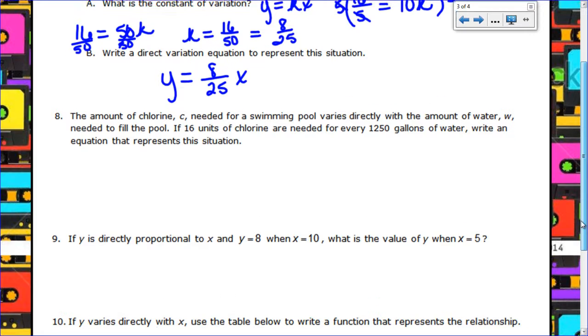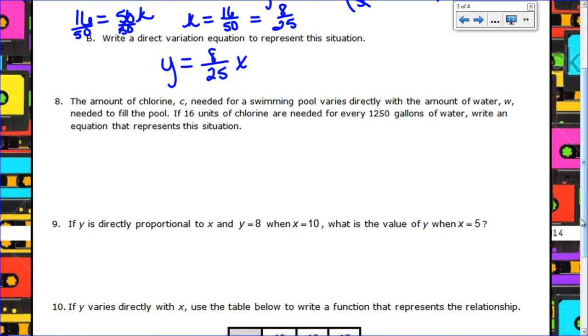So number 8, they've changed the variables on us, but not the way the problem works. So it says the amount of chlorine C needed for a swimming pool varies directly with the amount of water W needed to fill the pool. Well, we got to do independent, dependent real quick so we know what's X and what's Y. So the amount of chlorine depends on how much water is in the pool. So Y, the chlorine, is dependent, it's the Y. The water is independent, it's the X.